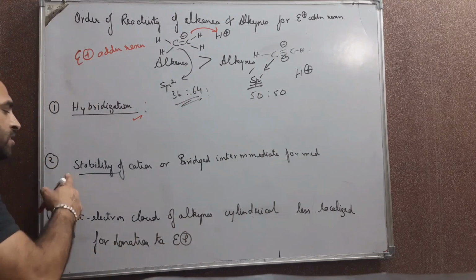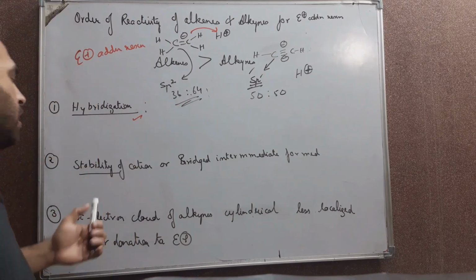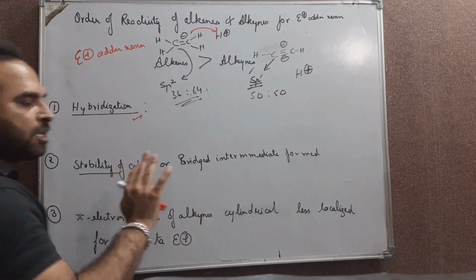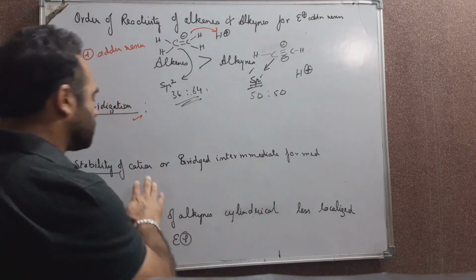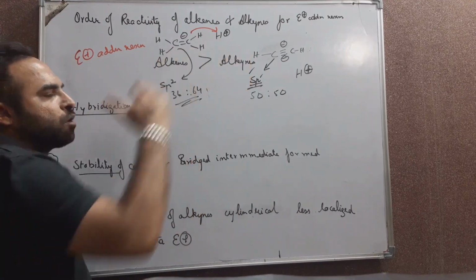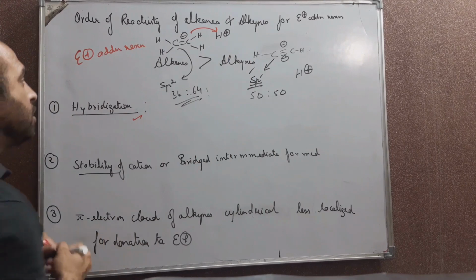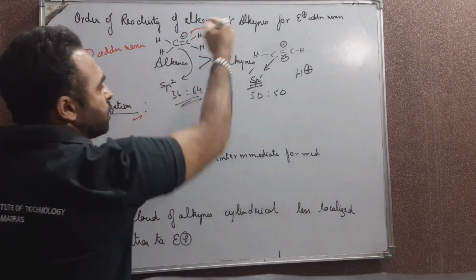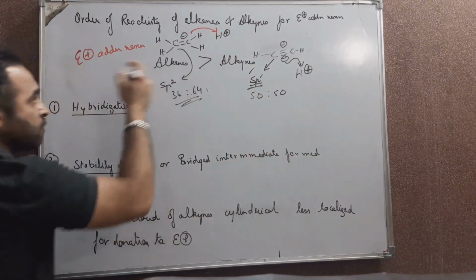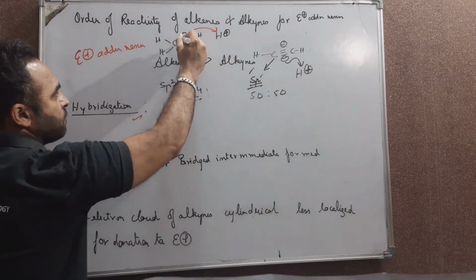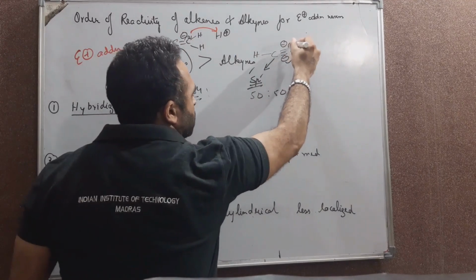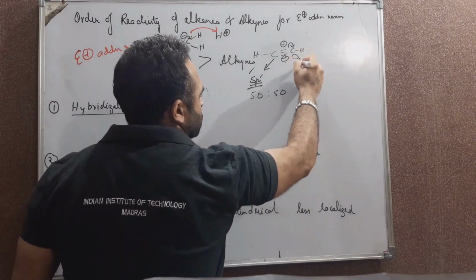The second reason is the stability of the carbocation or the bridge intermediate form. There are two kinds of intermediate form when the reaction happens: the cation and the bridge intermediate. Whether the reaction happens on alkenes or on alkynes, if I add H positive over here or H positive over here, what will happen? This pi bond will be shifted over this carbon, for example, and this pi bond is shifted over this carbon, and then the reaction happens on this carbon.